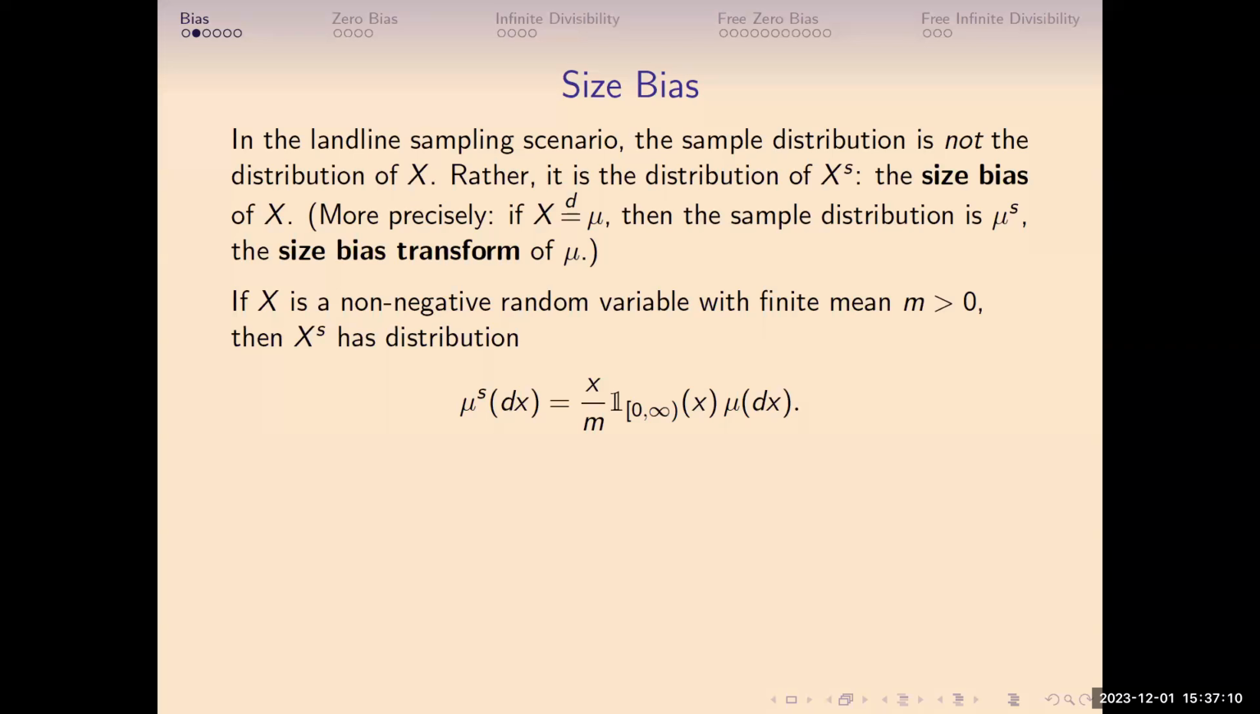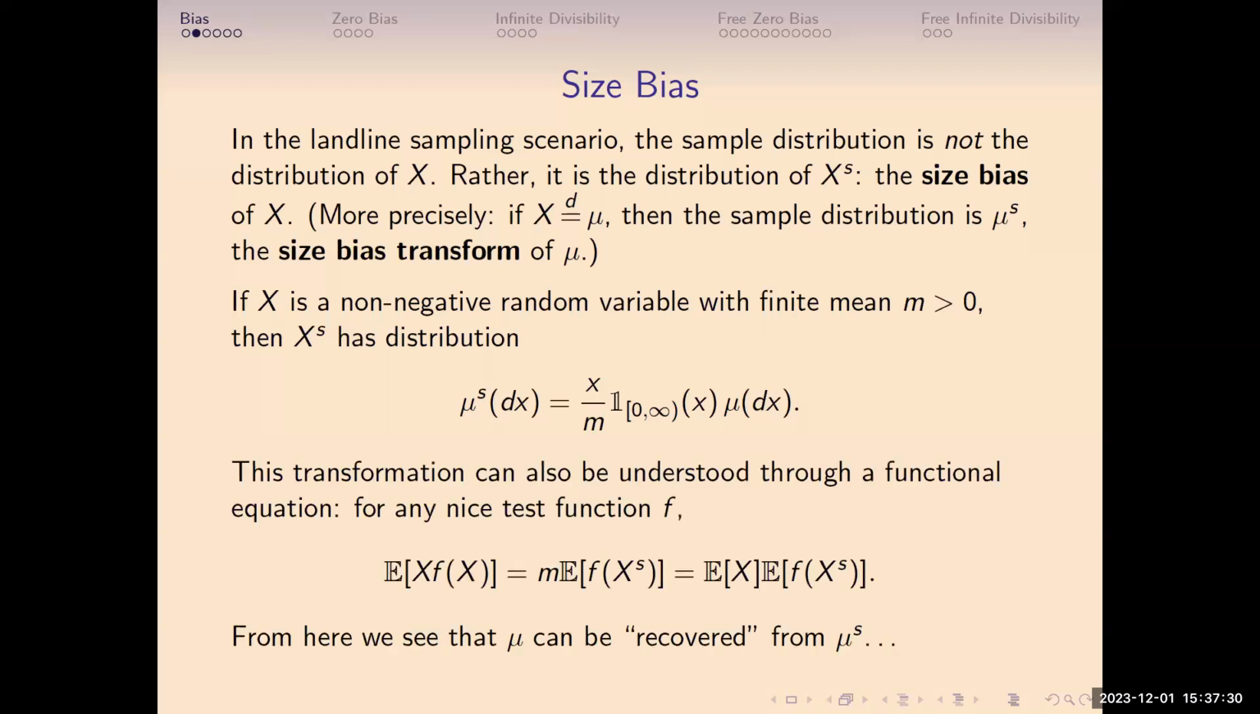here's my distribution mu. And then what I do is I just multiply by x. So this biases it, making that value x times more likely than it was before. This doesn't give me a probability measure, so I've got to divide by the mean. So this is size biasing, and you can just apply that and get a new distribution.